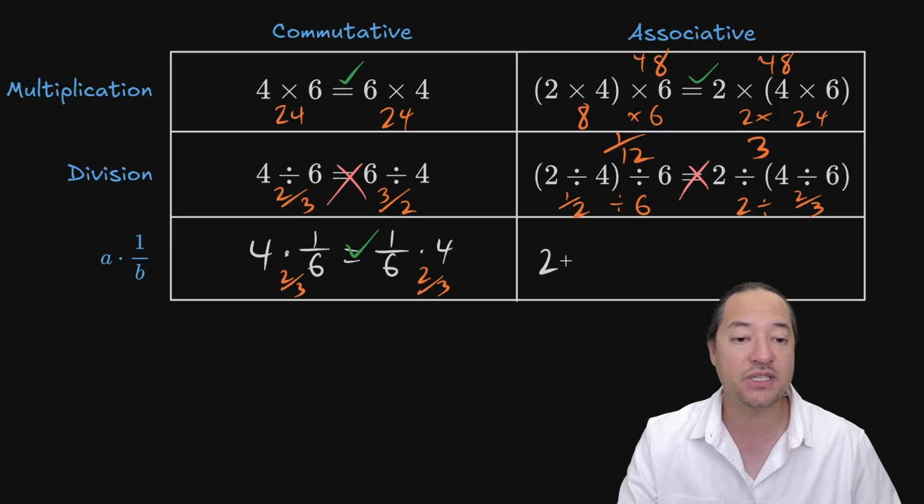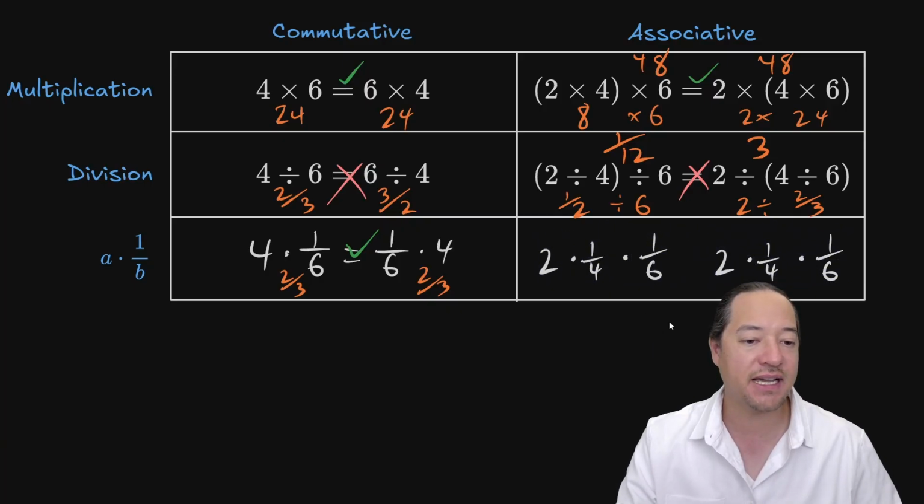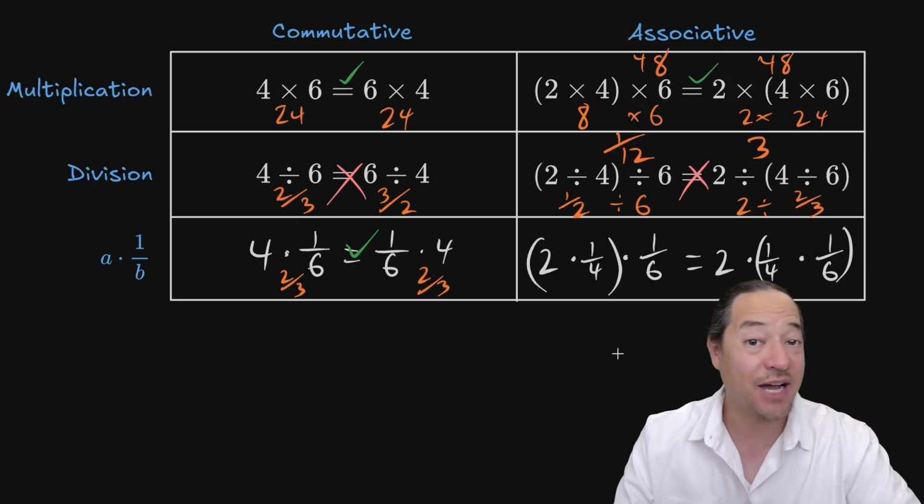Let's see if we can do it now for the associative property. So 2, instead of divided by a 4, I'm going to say it's multiplied by the reciprocal of 4, or 1/4. Instead of divided by a 6, I'm going to say multiplied by the reciprocal of 6, or 1/6. So this is what we've got here. And let's bring it onto this side. We're going to test 2 different types of groupings. We're going to see if this is now associative.